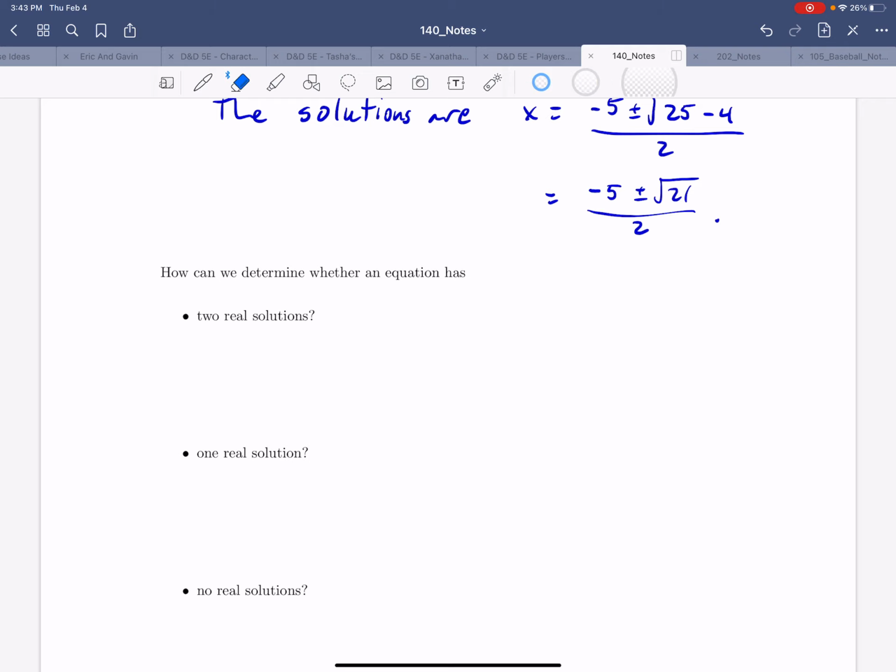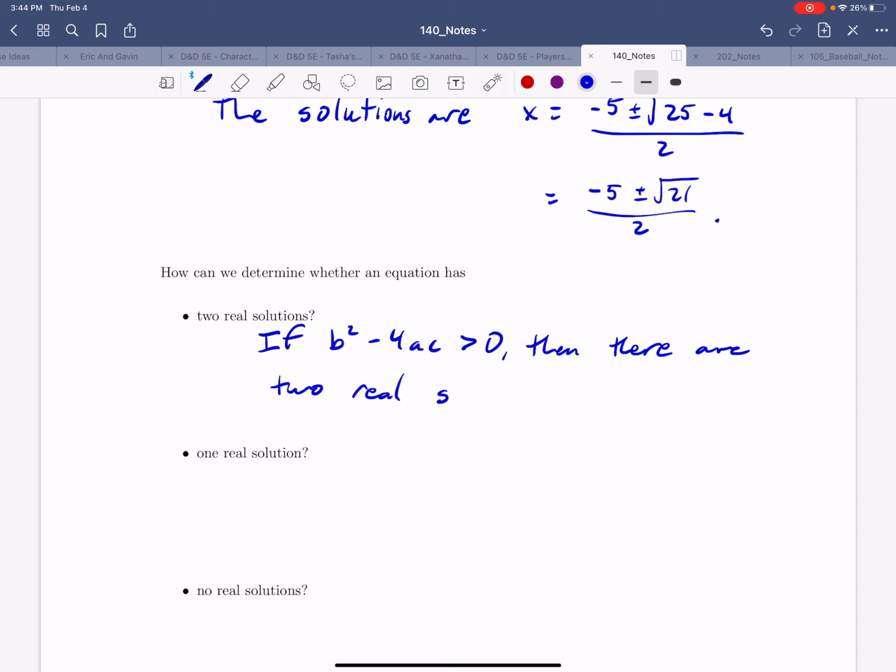The answer is, if b squared minus 4ac is greater than 0, then there are two real solutions. Right? Because you're adding and subtracting something.